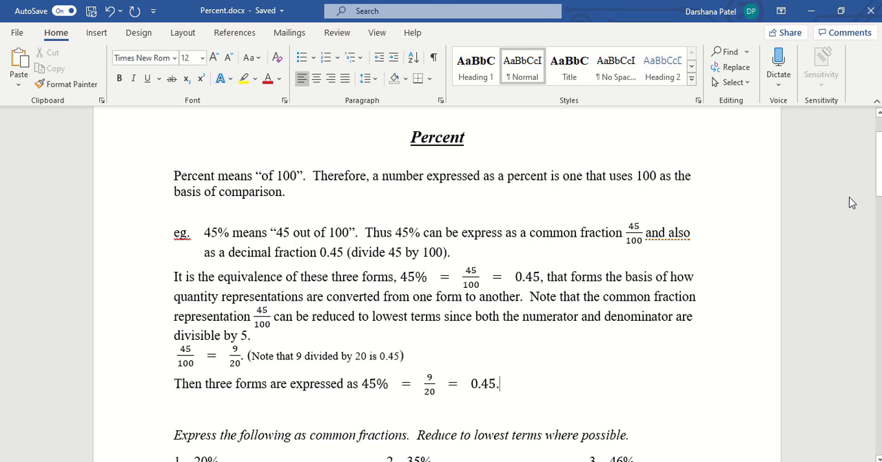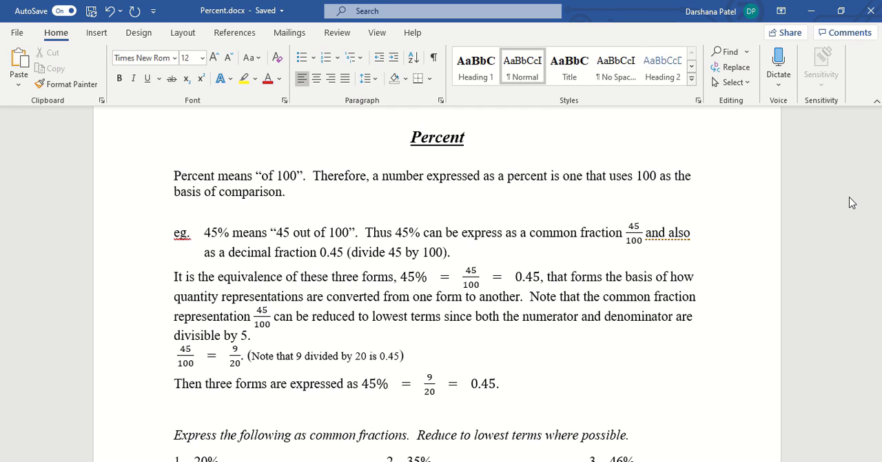Percent. Percent means of 100. Therefore, a number expressed as a percent is one that uses 100 as the basis of comparison, meaning a number out of 100. 45% means 45 out of 100. Thus, 45% can be expressed as the common fraction 45 over 100 and also as a decimal fraction 0.45.